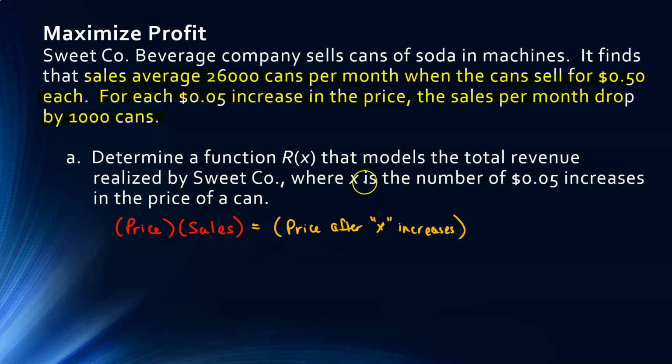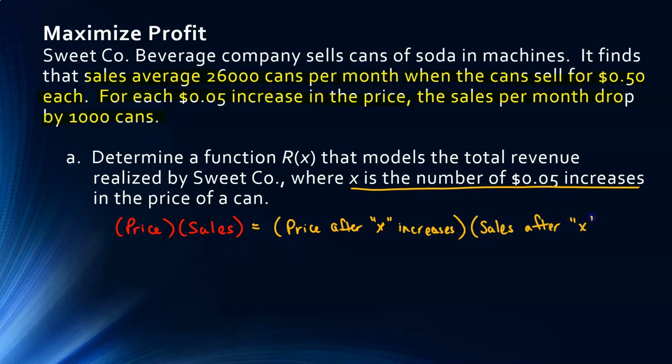Here's what I mean by that. If you notice, x is the number of 5-cent increases. That's really important, so if you don't have that in your notes, write that down. X represents the number of 5-cent increases. So currently it's 50 cents. And if we have one 5-cent increase, then we would be charging 55 cents. If we had two 5-cent increases, we'd be charging 60 cents, and so on. So we're going to have an expression that's going to represent the price after x increases. Then we're going to have another expression that's going to represent the sales after x increases.